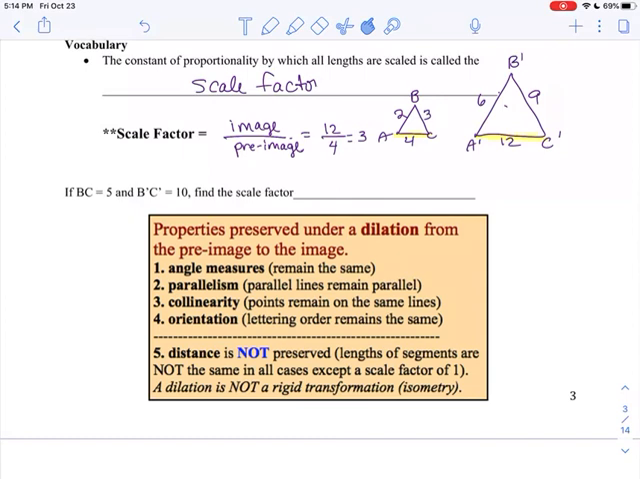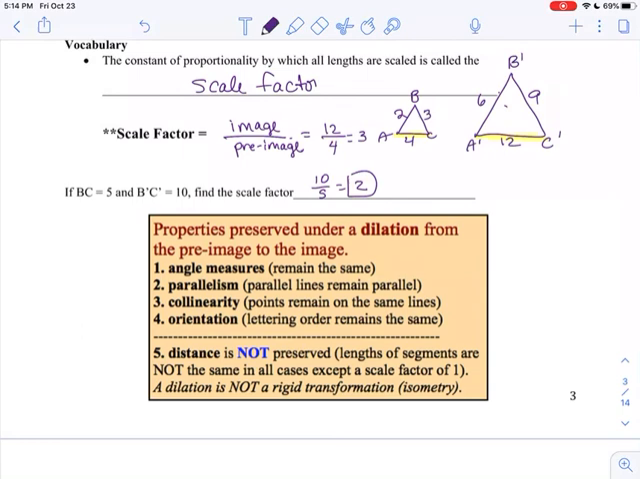All right? Let's look at the problem I have here. If BC is 5 and B prime C prime is 10, find the scale factor. It's image over pre-image. Image is the one with the primes. So it's going to be 10 over 5, which is 2.